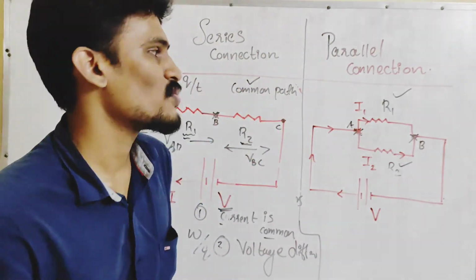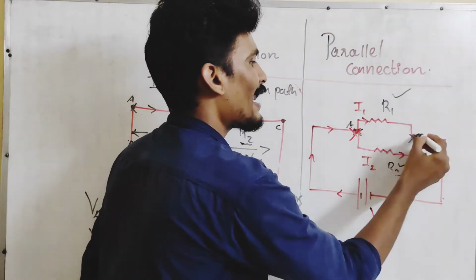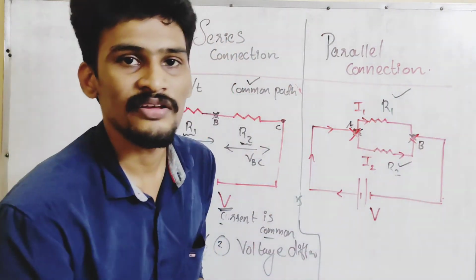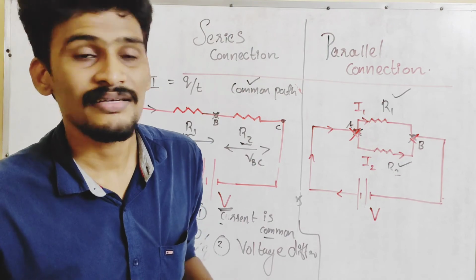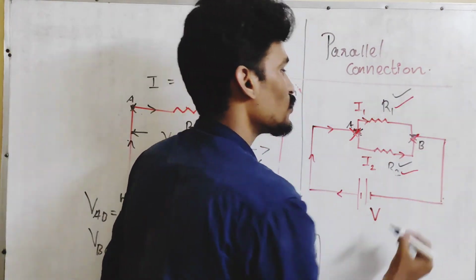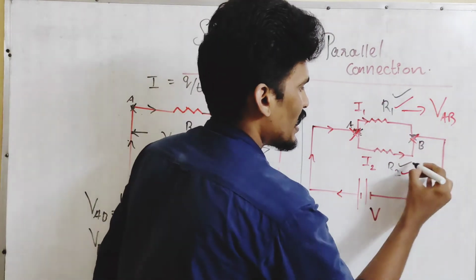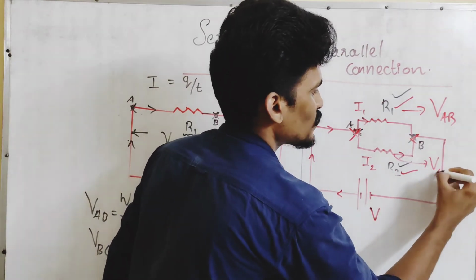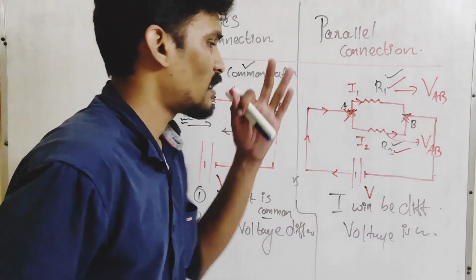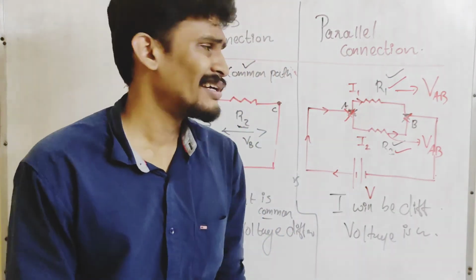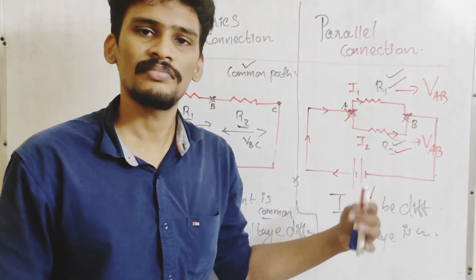They are getting the same amount of work done. So I can say that between A and B there is a potential difference that will be common, and that is obtained by R1 and R2. So R1 is getting a voltage of VAB. The same voltage is obtained by R2, that is also VAB. Therefore, in the parallel connection, you can see that the current is different, but the voltage is what?